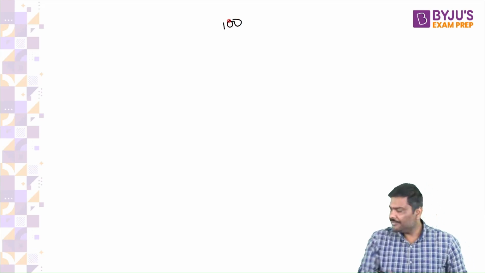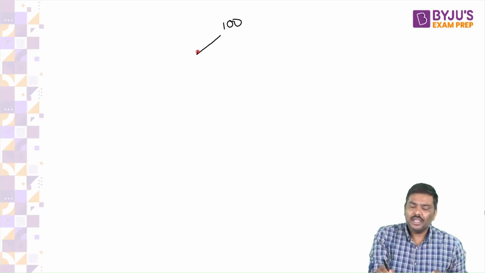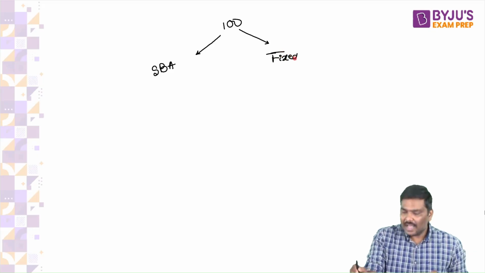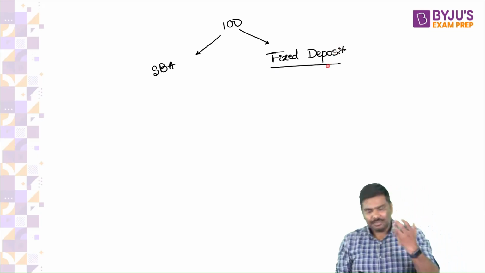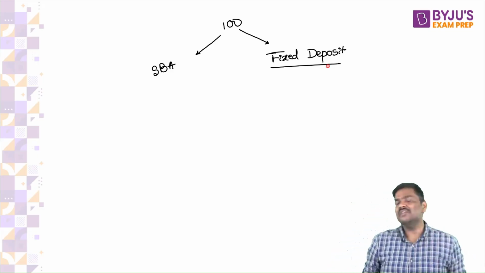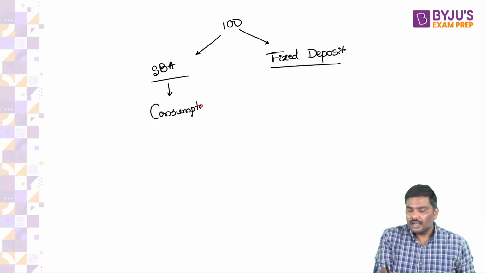Let me ask you a very simple question. Imagine I give you 100 rupees. There are two options. One, you keep it in a savings bank account. Or second, you keep it in, let's say, a fixed deposit. Can I simply say, let me know whether you agree, that if you keep it in a savings bank account instead of a fixed deposit, it is because you might withdraw it for consumption expenditure?